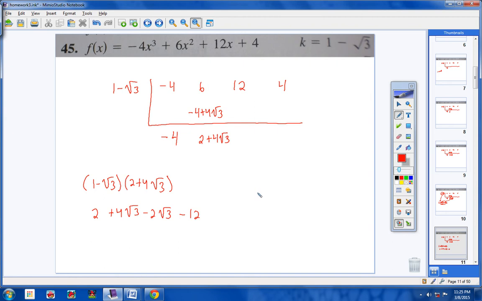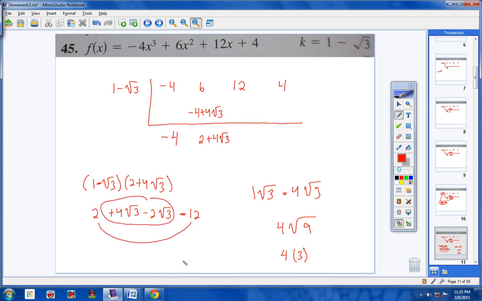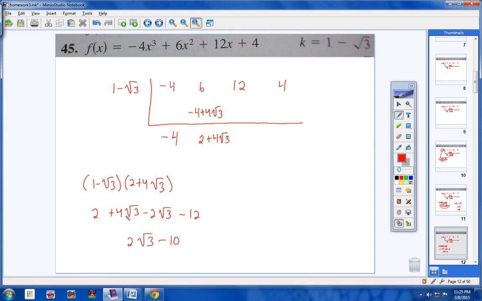Now let's work it off to the side, watch, guys. Square root of 3. There's a 1 here, even though you can't see it, times 4 square root of 3. Well, 1 times 4 is 4. 3 times 3 is 9. The square root of 9 is 3, so we have 4 times 3, which is 12. Negative 12 because it was a negative times a positive. Okay? Now, we can combine these two like terms, and we can combine these two like terms right here. Okay? So, positive 4 and negative 2 is 2 square root of 3. 2 minus 12 is negative 10.